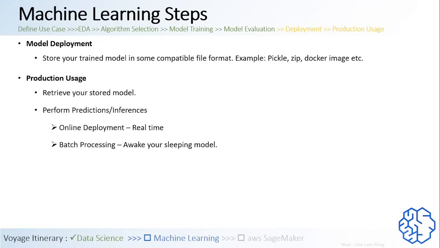Where you are going to awaken your sleeping model. That means that you have deployed your model on the production system, but it is not continuously running. Whenever you give the input data, there will be an additional step where the model will be invoked again, right? It will take a little bit of extra time, but it will give you the same predictions, and once the predictions are done, it is going to sleep again, right?